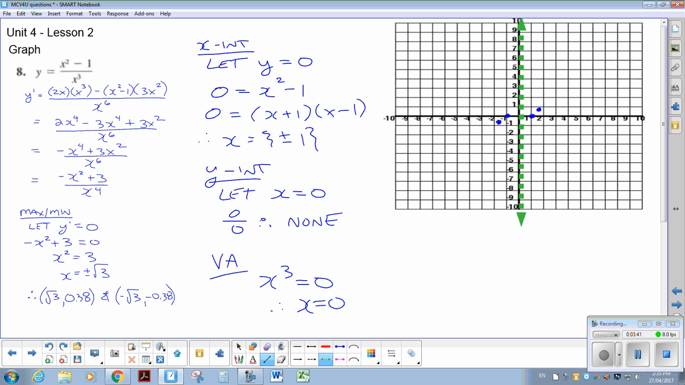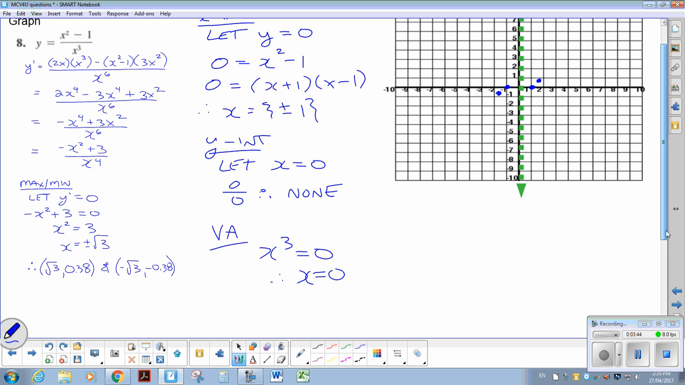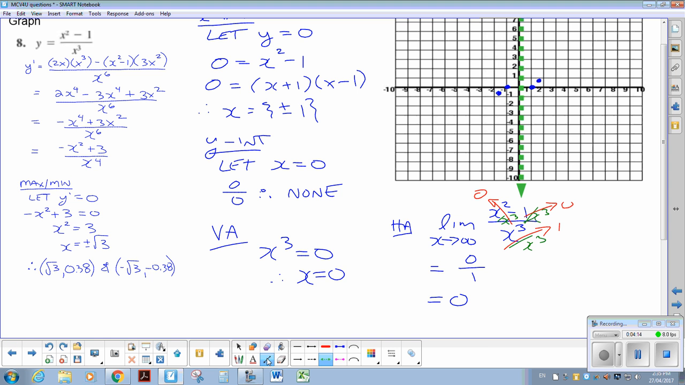All right, so now I need to know my end behavior side to side here. So I'm going to find my horizontal asymptote. So this is where we do the limit as x approaches infinity for x squared minus 1 over x cubed. I'm going to divide everything by x cubed. And when I do that, that term goes to 0, that term goes to 0, that term goes to 1. I'm left with 0 over 1, or 0. So I have a horizontal asymptote at the origin.